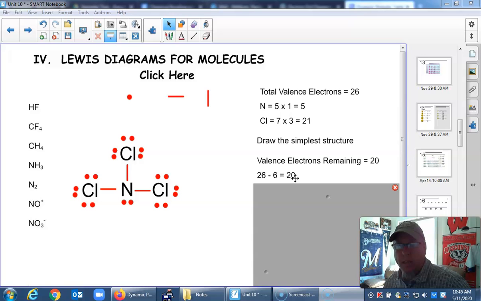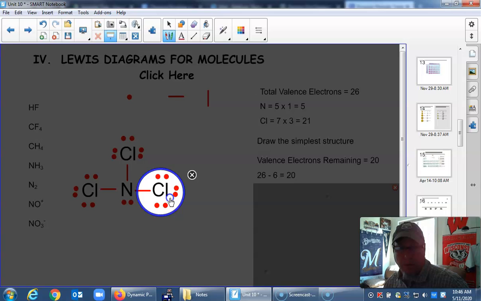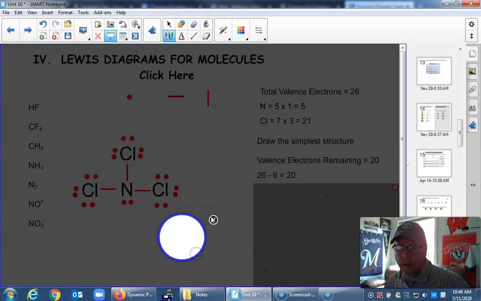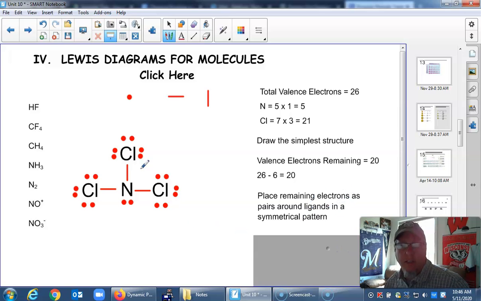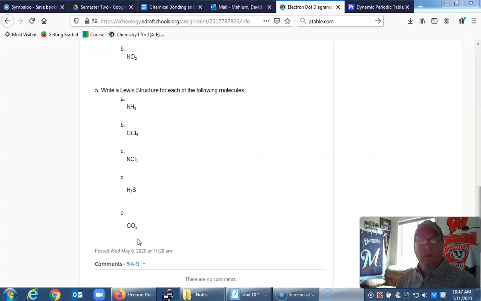So my goal was to get 20 dots in around it and make sure everything's happy. 2, 4, 6, 8, 10, 12, 14, 16, 18, 20. I think I've done that. I am going to check to see if everything has an octet. Since I don't have any hydrogen, we just want to see that chlorine has 8 around it, that nitrogen has 8 around it, that chlorine has 8 around it, and that chlorine has 8 around it. I do believe that I did put my remaining electrons in a symmetrical pattern, and everything was satisfied for the octet or duet.